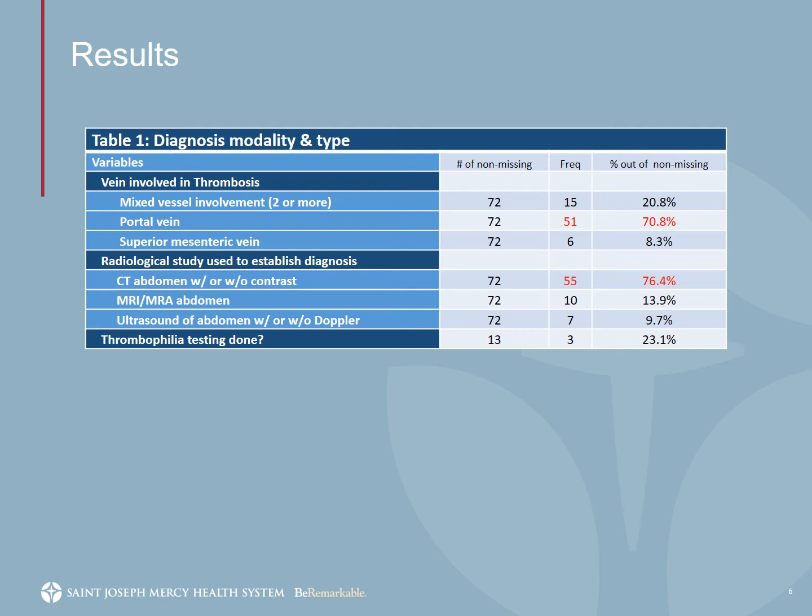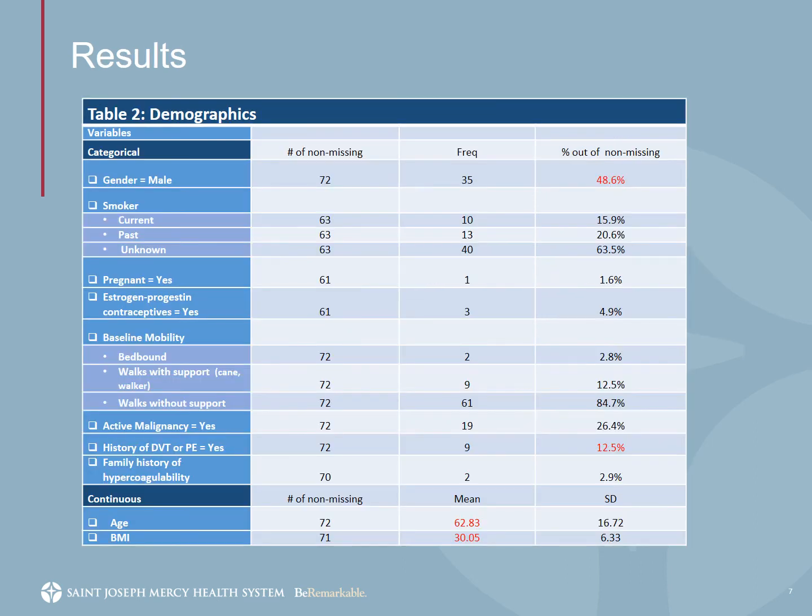Within table number 1, we notice that portal vein is the most common location of PMSVT in this cohort. CT abdomen with or without contrast was the most common radiological study used to establish diagnosis. Table number 2 focuses on demographics. The study population was split evenly between males and females, with 35 of the 72 patients being male and the rest being females.